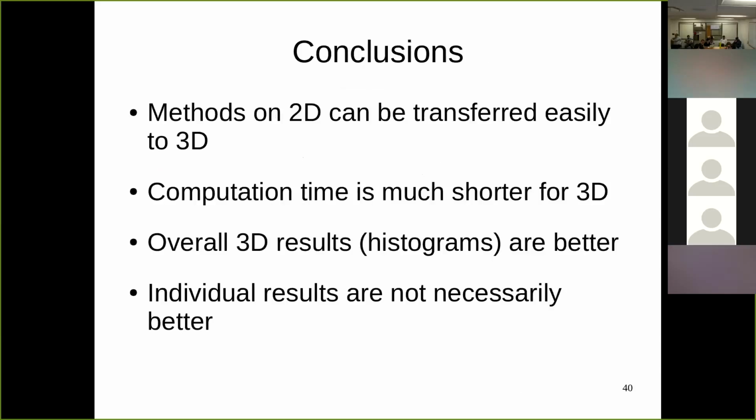So to conclude, we see that methods on 2D can be transferred pretty easily to 3D. We found that computation time was much shorter for the 3D data because we use a lower resolution image. So we were using 6.25 microns, whereas for the 2D, we're using 2.53. So the size of the image and the processing time was much faster for 3D. The overall results, looking just at the histograms, were better for 3D compared to 2D.